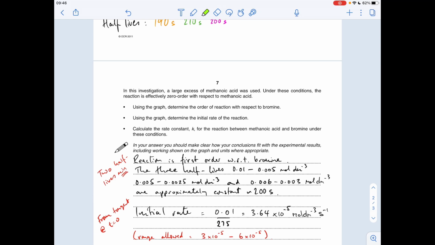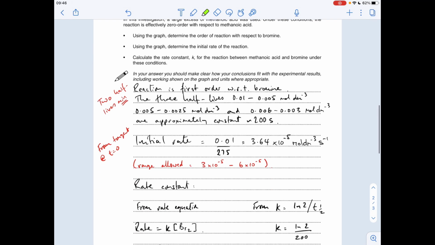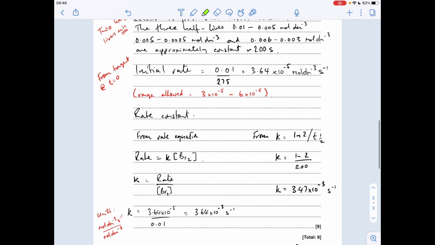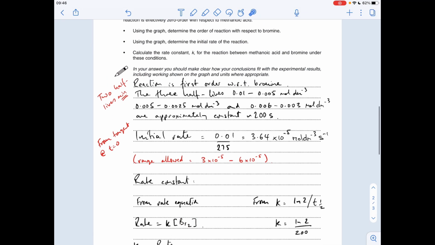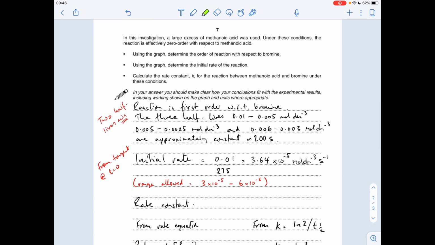Now there's a couple of ways you can do it. I'll show you both ways. You can do it from the rate equation, or you can do it from the expression ln2 divided by half-life. So from the rate equation, we've established first order kinetics for bromine. It does mention, let me just find it, I'll highlight it. In this investigation, a large excess of methanoic acid was used, so they're repeating what they said at the top of the question. Under these conditions, the reaction is effectively 0 order with respect to methanoic acid.